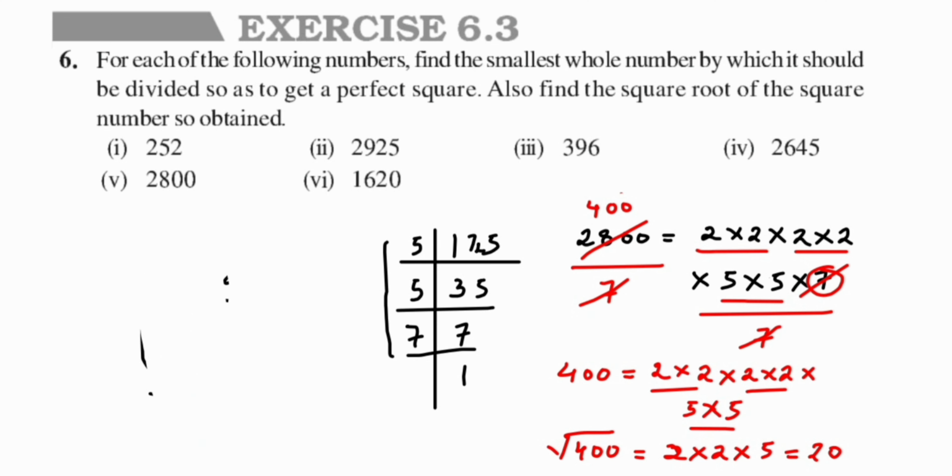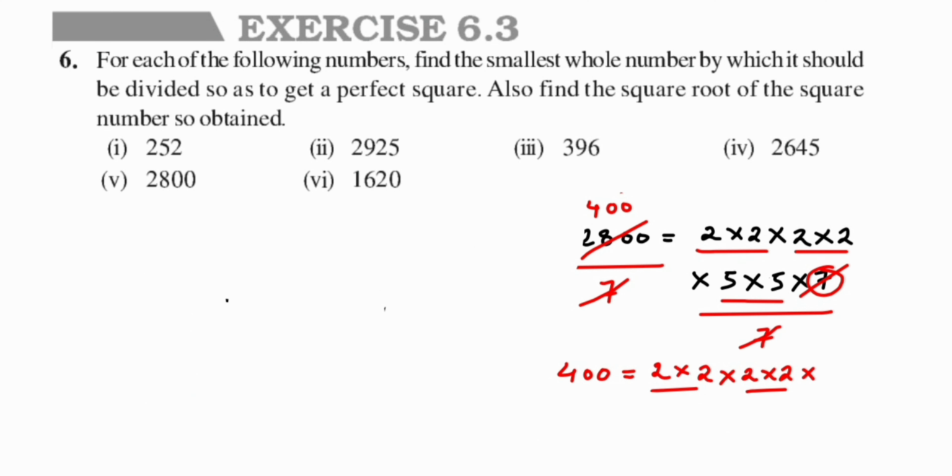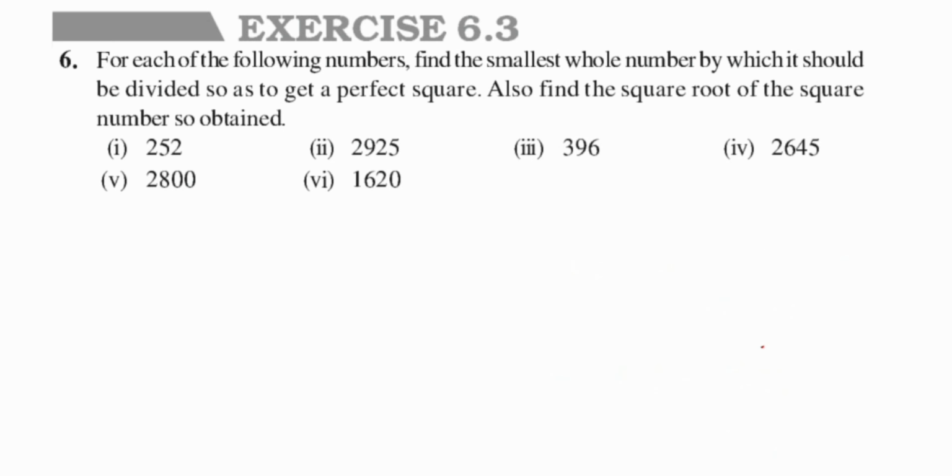Now the last question is nothing but 1620. So same thing. I hope by this time you would have cleared how to solve this kind of problem. So I'll do a prime factorization of 1620. It's an even number. We're going to start with 2 again. So 1, 6, 2 and then 0. So let me take a 2 here.